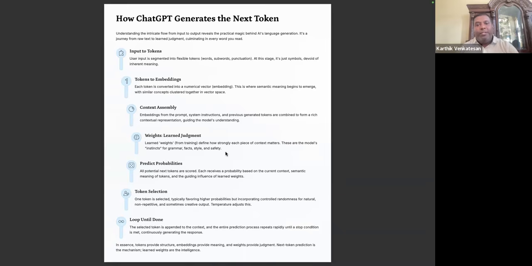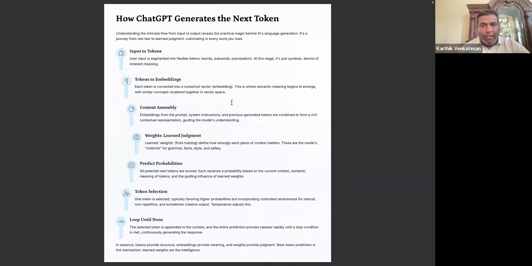Based on all this information it learned so far, it uses temperature. If it is close to 0, it will be more predictable but less creative. The closer to 1, the more creative, with more random words. Once that token is selected, it'll look for higher probabilities and repeat this whole exercise until it generates the complete output for you. Any questions?